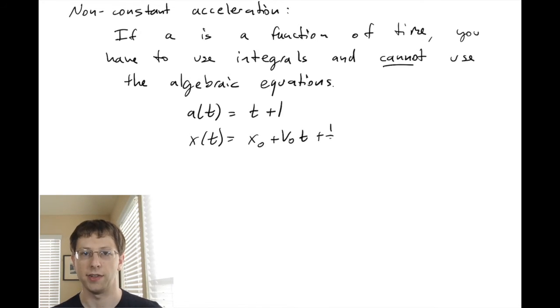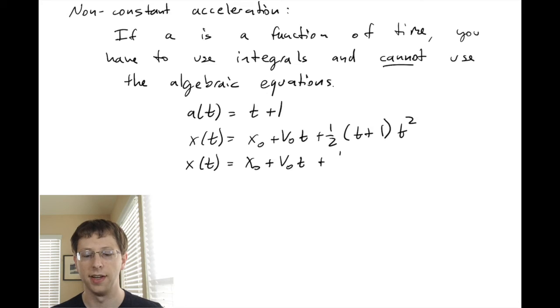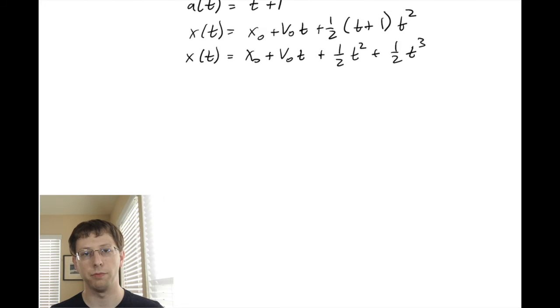So we can do that and then factor out all the variables and distribute and all that, and get this result here, where we have the position as a function of time is equal to the initial position plus the initial velocity times time plus 1/2 t squared plus 1/2 t cubed, right? Because t plus 1 gave us two terms there. But now let's do this using the integrals instead.